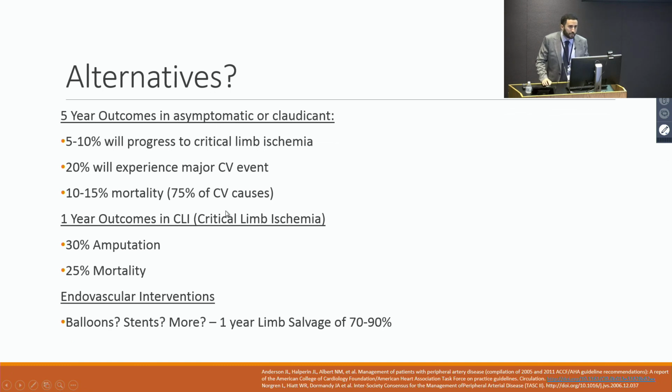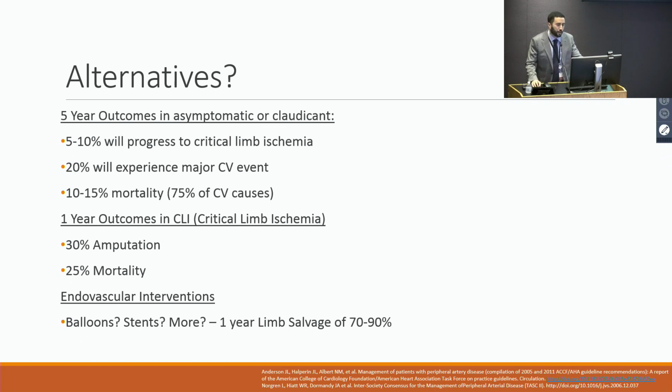So these people, they're sick. They have bad disease. Just because they have bad disease in the legs, it also means they have bad disease elsewhere, usually the brain or heart. These patients get strokes. These patients have heart attacks. They die. In one-year outcomes in patients with critical limb ischemia, a quarter of them are dead. 30% of them will face amputation.